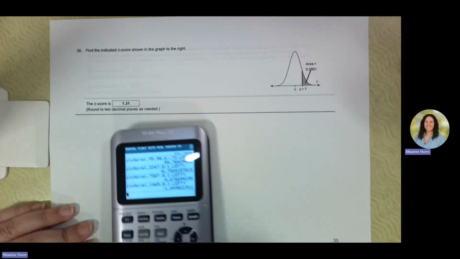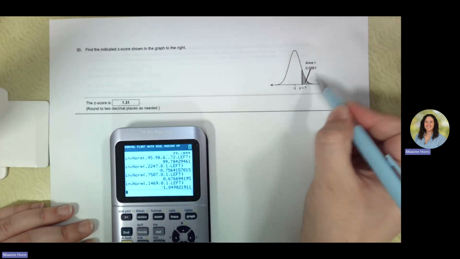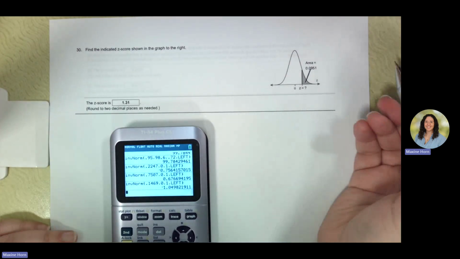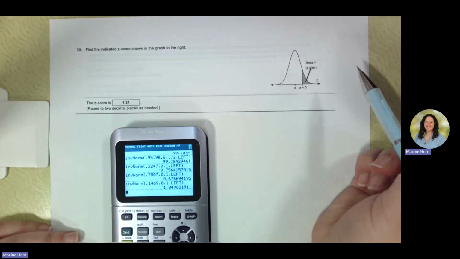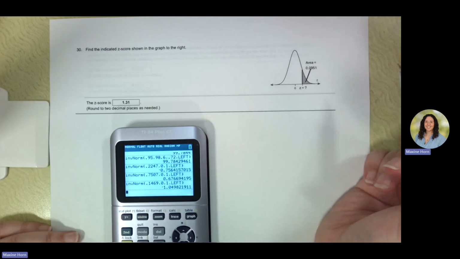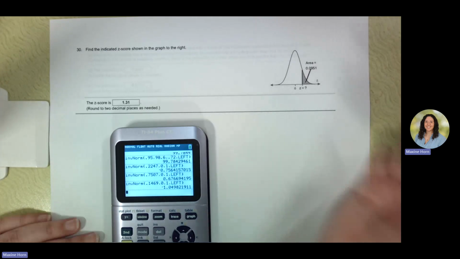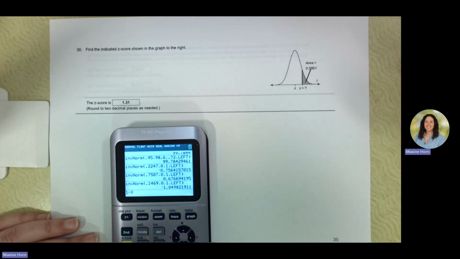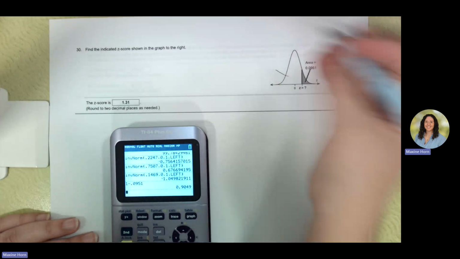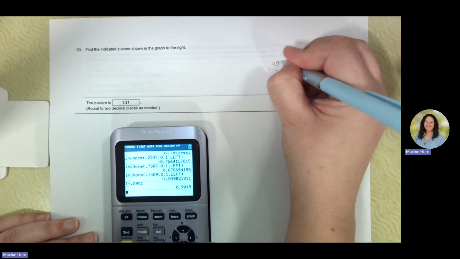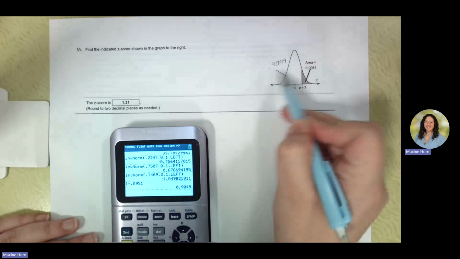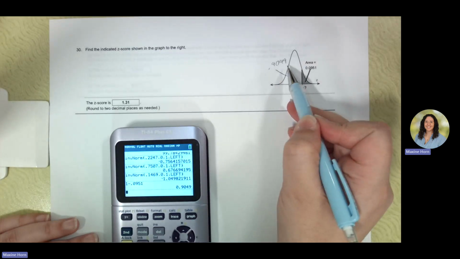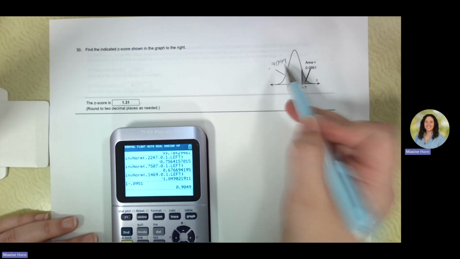All right, find the indicated z-score in the graph on the right. Okay, so this one is a little bit different because they're giving us the area on the right. The charts don't give us the area on the right, they give us the area on the left. So if we were to look this up on the chart, we would have to start by saying 1 minus 0.0951 to tell us that the area over here is 0.9049, and that is the area that we look up in the chart, 0.9049.